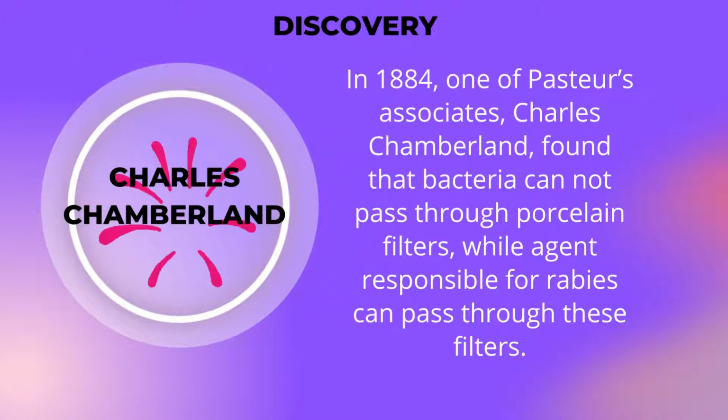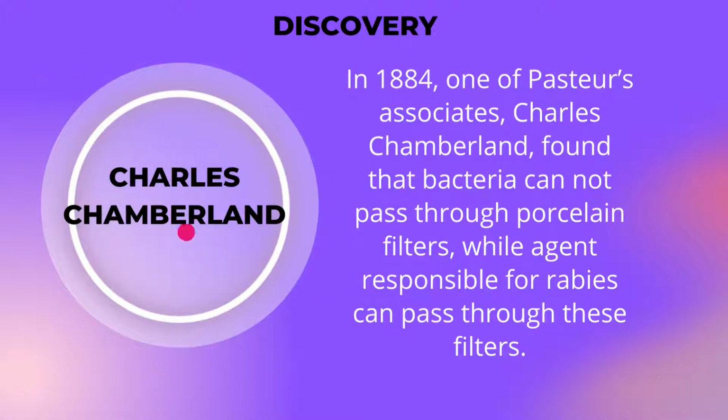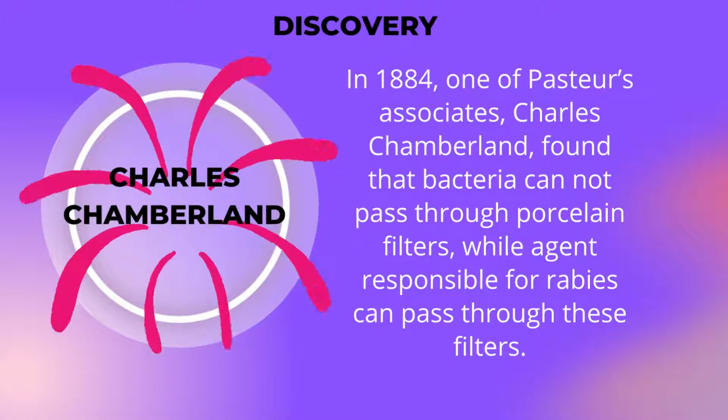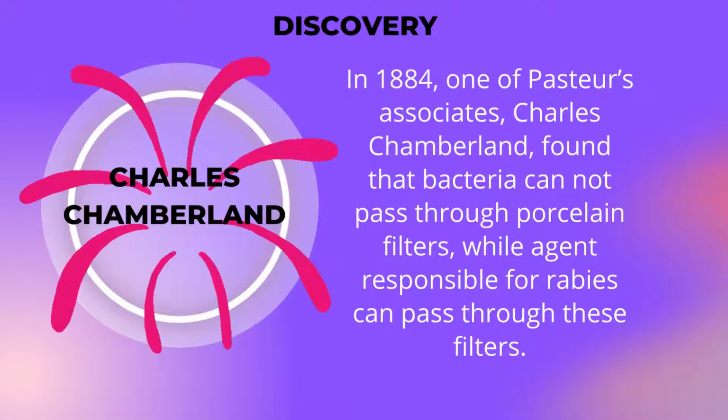Charles Chamberland came to know that bacteria can't pass through any filter, any porcelain material, any material which has pores. Bacteria can't pass, but the agent responsible for rabies can pass through these filters. It means some other thing is also present which is responsible for the spreading of disease, and that is not bacteria, because bacteria are filterable. And he studied rabies. What is rabies?